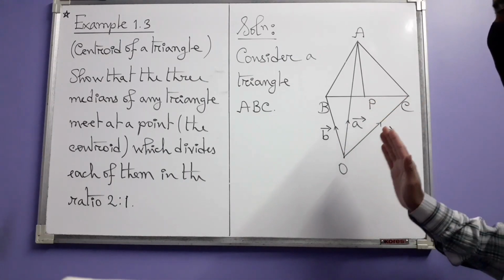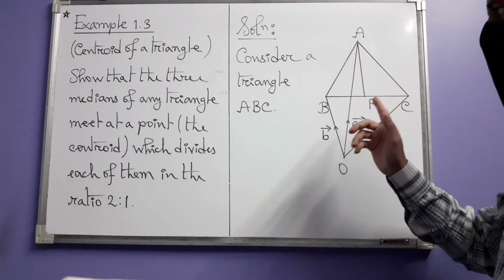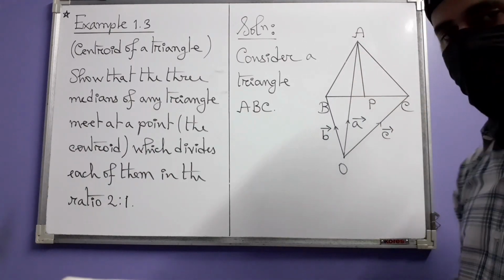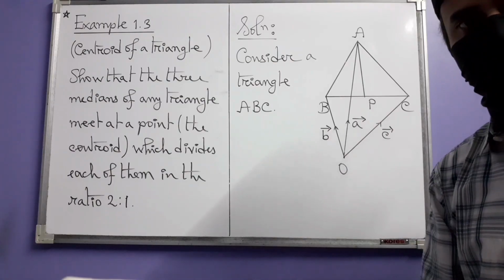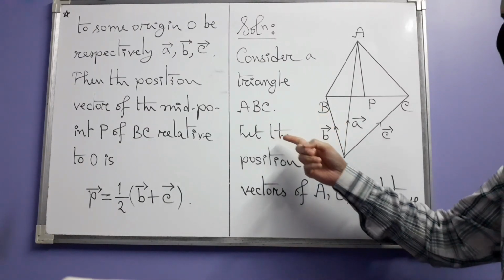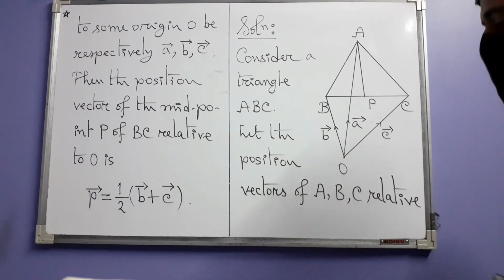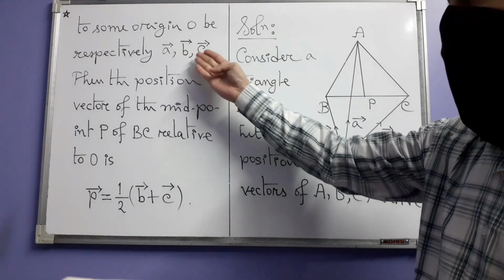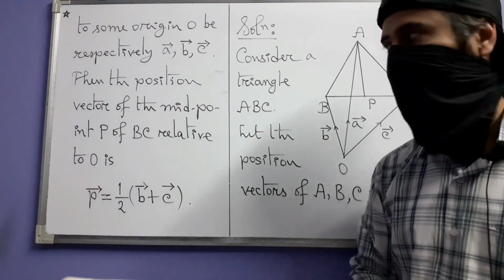You can already see three position vectors OB, OA and OC, which are respectively the position vectors of B, A and C relative to O. That's what we are next going to write, and then we will see how we can use these position vectors. So we write like this: let the position vectors of these points A, B and C, these vertices, relative to some origin O, be respectively A, B and C.